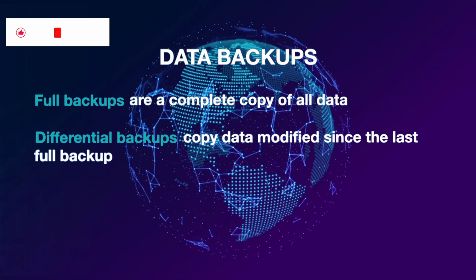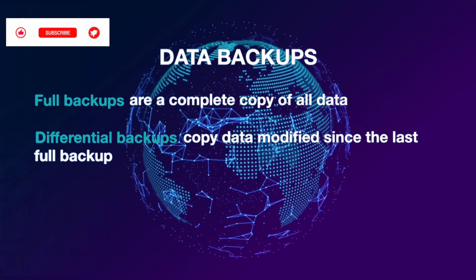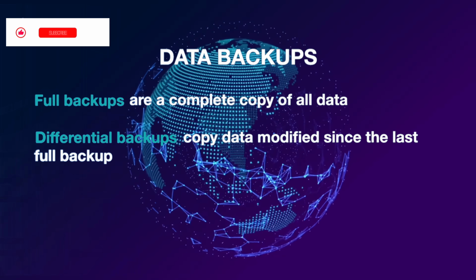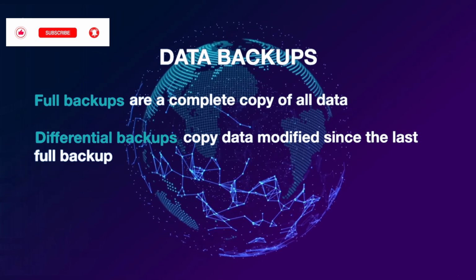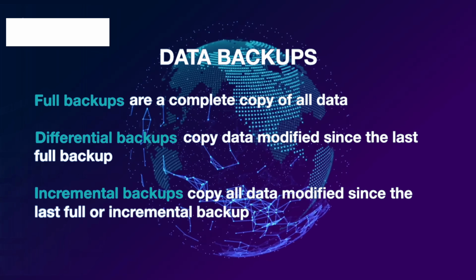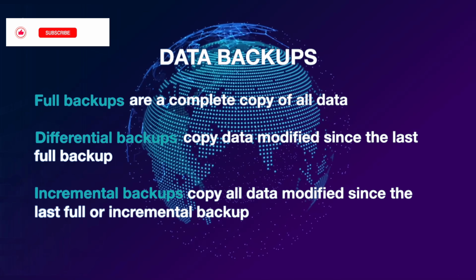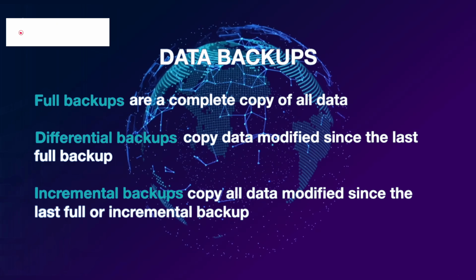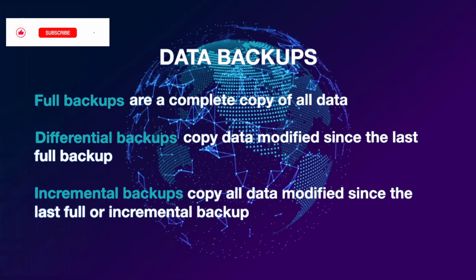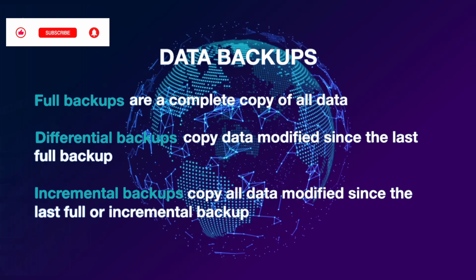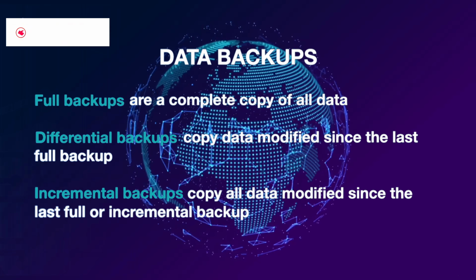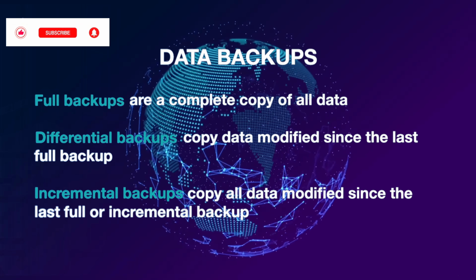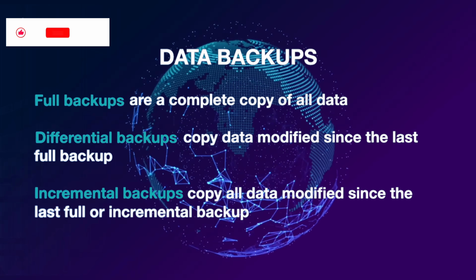So with backup, we have full backup. We want to make sure we test this. These are the complete copies of the data. So we copy everything on the system, both the objects, so all of the files and all that, and then also the user data as well. Then we have differential backups, where we copy any data that's been modified since the last full backup. And then we have incremental backup. This is going to copy all the data modified since the last full or incremental backup.